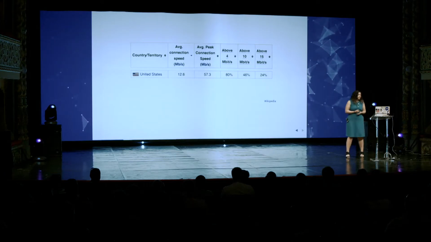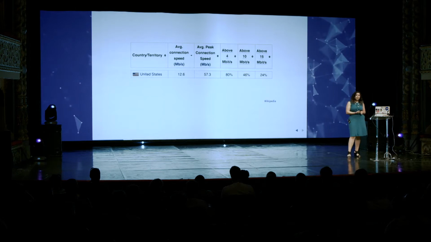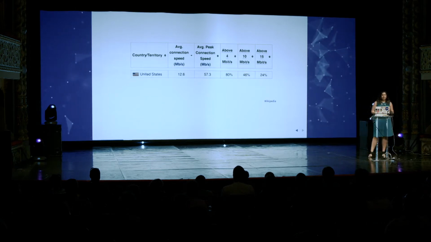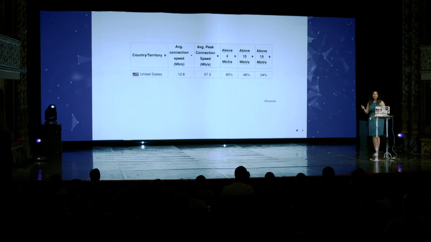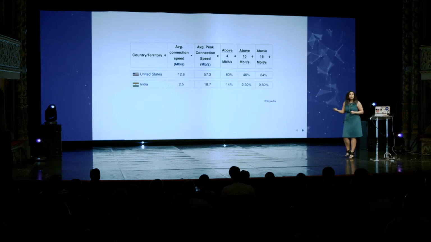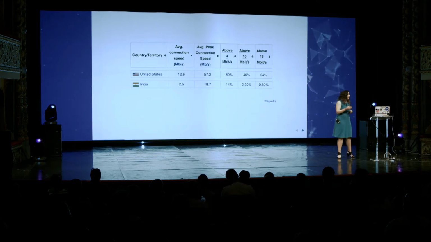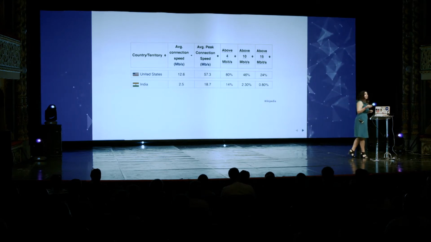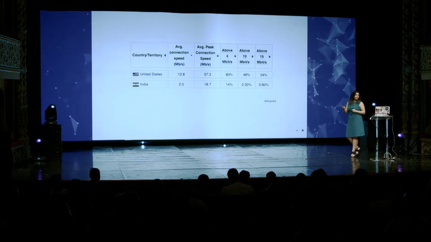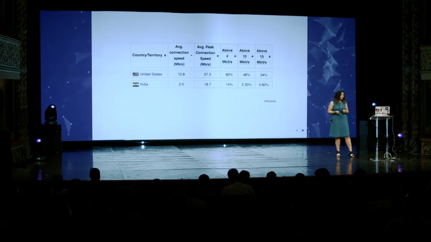And it's even more stark when you compare that to web speeds. So in the US, the average connection speed is 12.8 megabits per second, and the average peak connection speed is 57.3. So that's like the best Wi-Fi you're going to get. Now in India, which has almost double the users that the US does, their average connection speed is only 2.5 megabits per second, and the average absolute best internet they can get is 18.7 megabits per second.